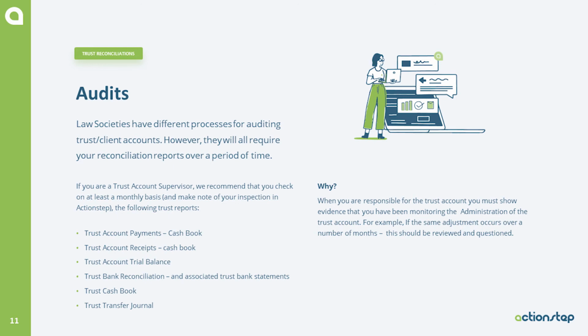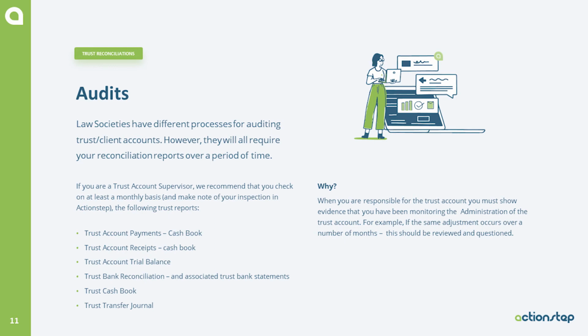And the reason for this is that when you're responsible for the trust account, you have to show evidence that you've been monitoring the administration of the trust account. So you may be a supervisor, but you may have someone else who's doing that administration. And the things you need to look out for is looking at adjustments, for example, and making sure that the same adjustment hasn't been occurring for months on end. If it has, there may be a question there and there may be something you need to investigate. So it is just keeping that supervisory role.